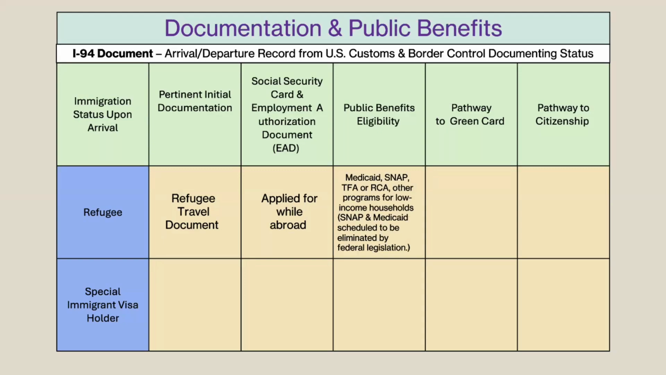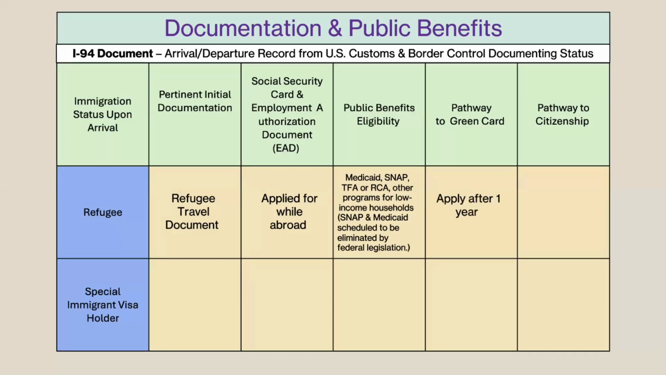Traditionally, refugees have been eligible for public benefits including Medicaid, SNAP, or the Supplemental Nutrition Assistance Program, temporary cash assistance for families with children, or refugee cash assistance for adults without dependents, as well as other programs for low-income households. Due to the passage of new federal legislation in 2025, refugee families are scheduled to lose access to SNAP in the fall of 2025 and Medicaid later on in 2026. It is unknown at this time how different states might decide to fill those gaps or not, but this has significant implications for this population.